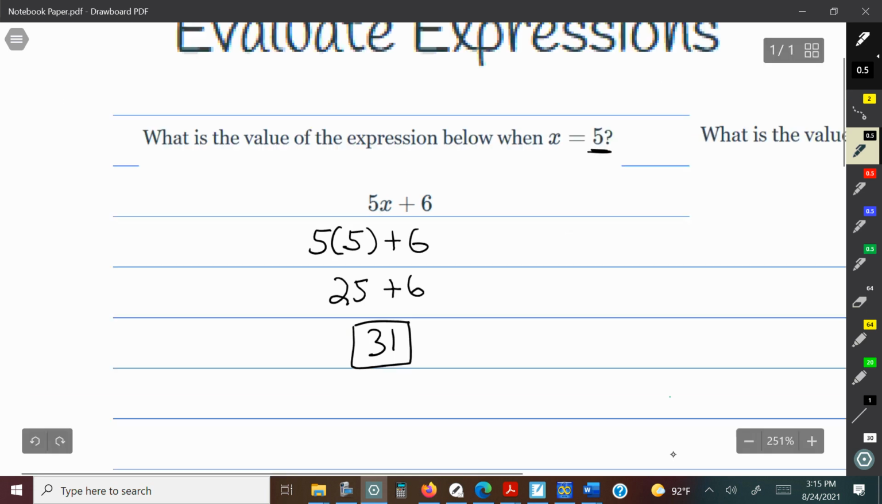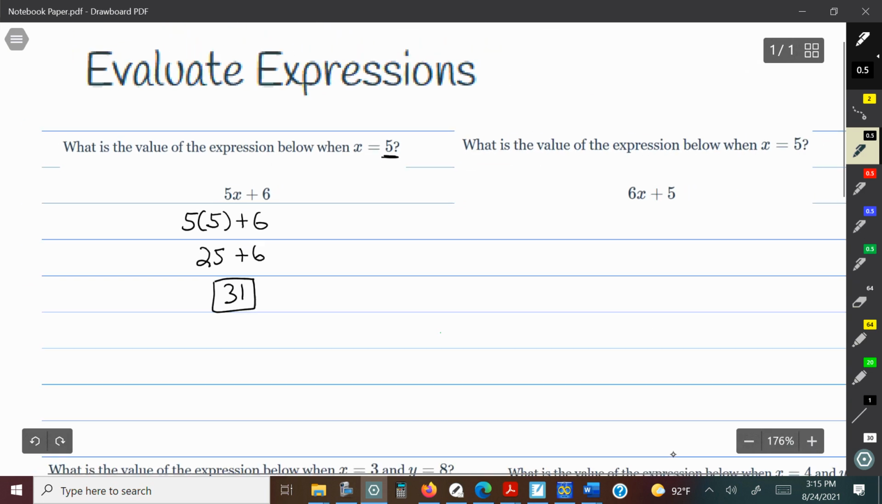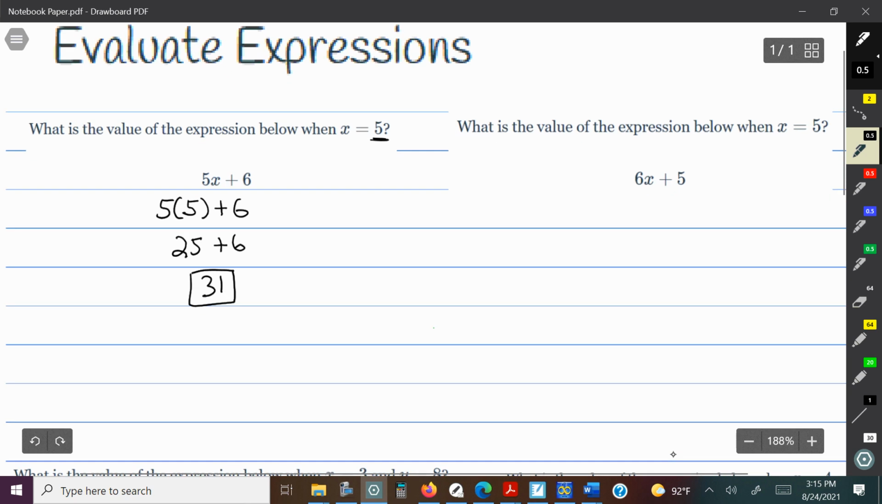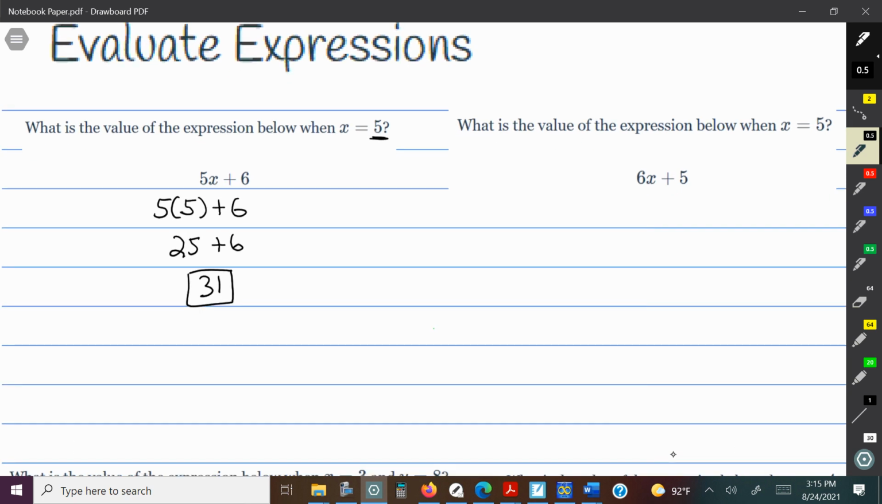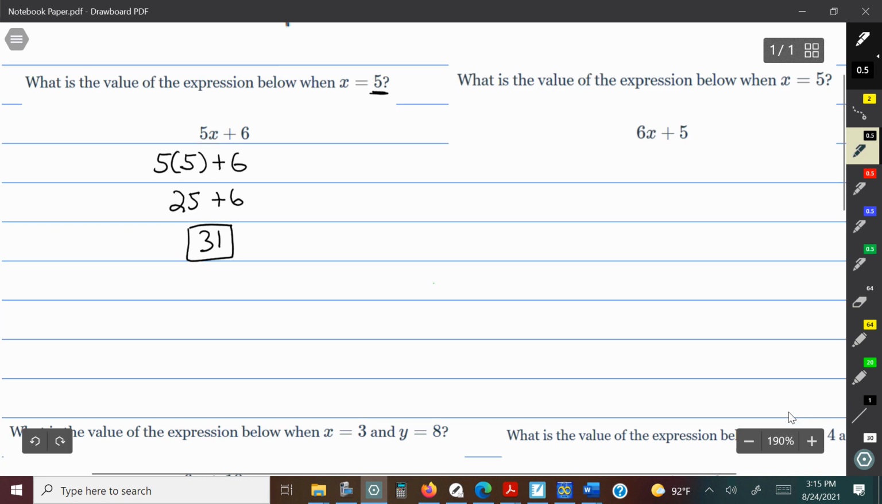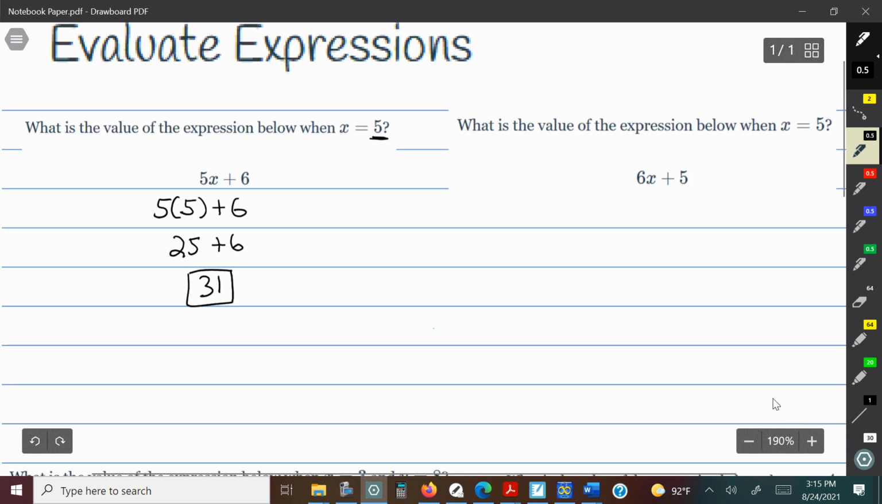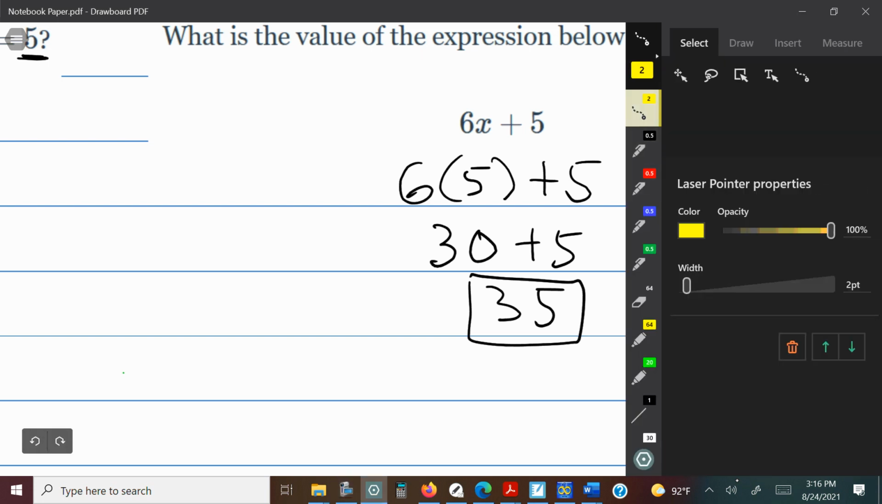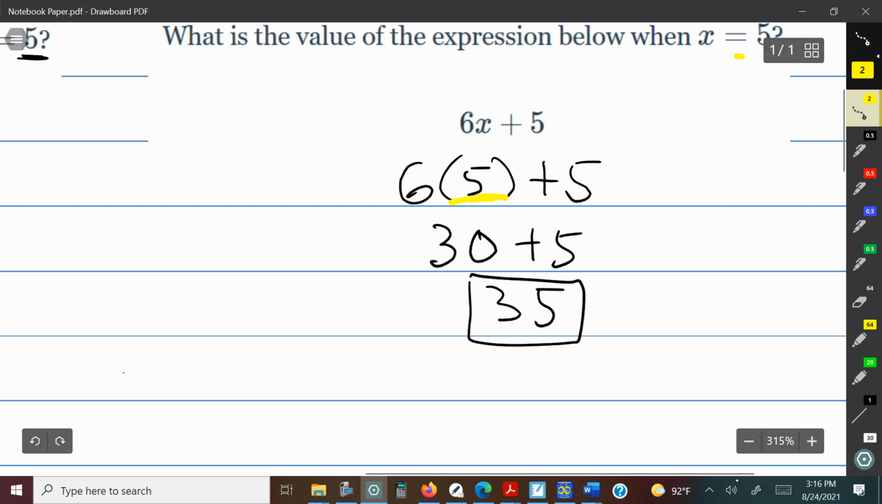Okay, go ahead and pause the video here and see if you can solve 6x plus 5 when x is equal to 5. Okay, this should be what you get. 6 times 5 plus 5. So you plug in the 5 for x, right? Put the parentheses, plug the 5 in. 6 times 5 is 30. 30 plus 5 is 35.